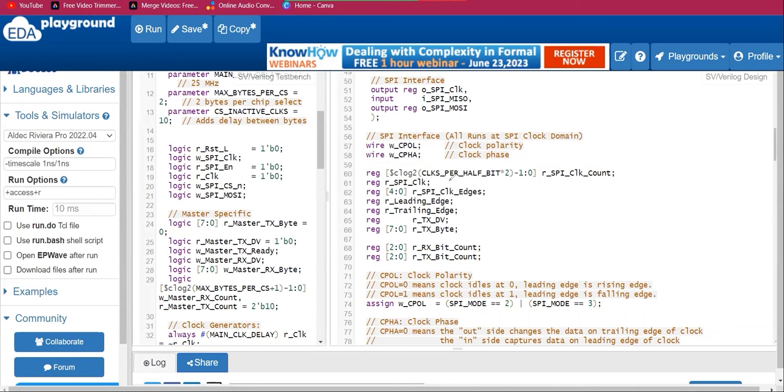But here we are transmitting with respect to the clock at a time, right? So if you see, can you tell me what this $clog2 is? What is meant by the function $clog2 in Verilog system tasks?